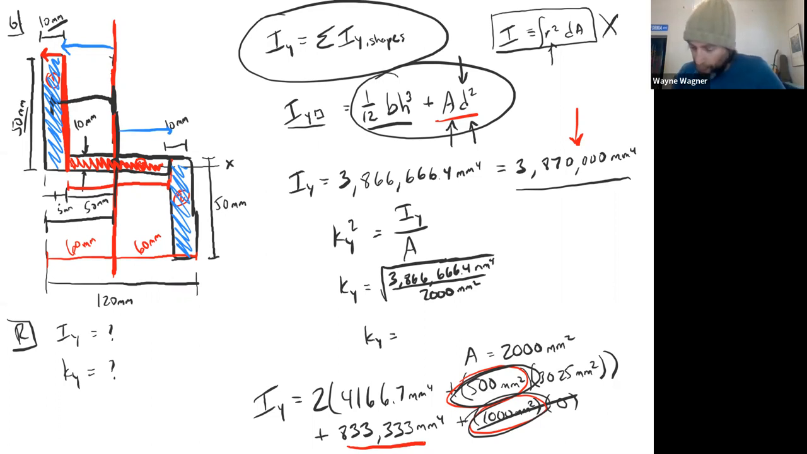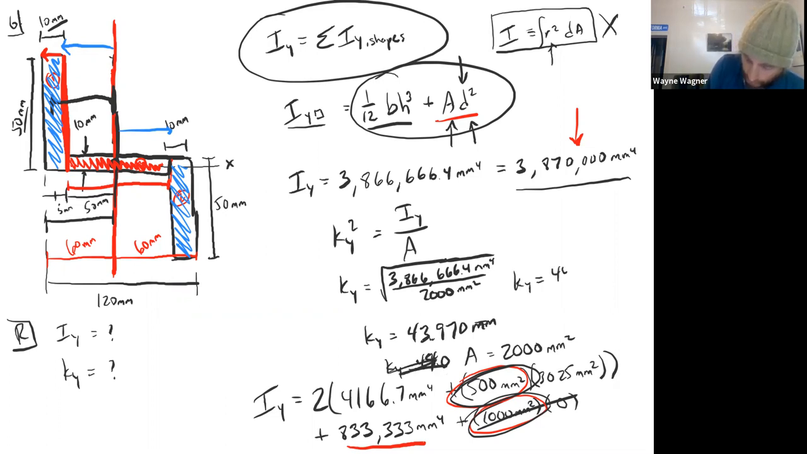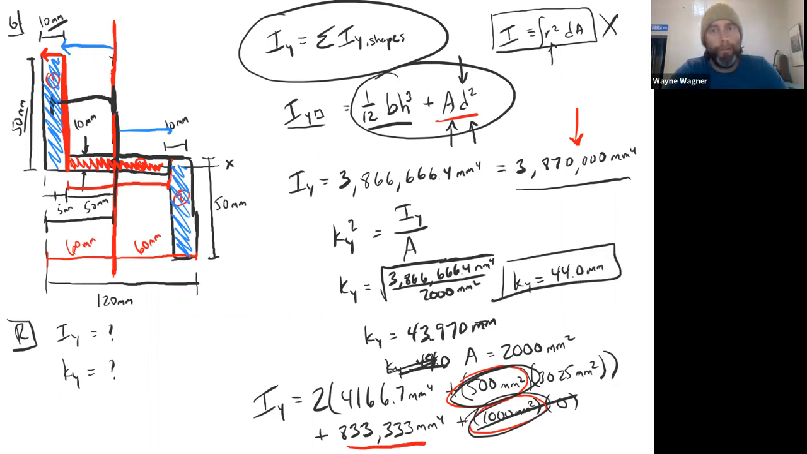So the nice thing about this, from your standpoint, because this isn't terribly hard, is 43.969970. Okay, that's millimeters. Or KY equals 44.0 millimeters. KY equals 44.0 millimeters. Okay. All right. Any questions?